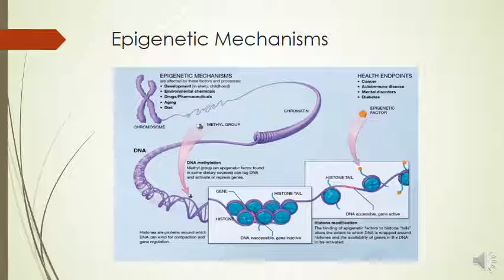Here on this slide, what you can see are some of the epigenetic mechanisms, such as development, environmental chemicals, drugs, aging, and diet, and what they can do by way of methylation and histone modification, so that at the end point you have cancer, autoimmune disease, mental disorders, and diabetes.